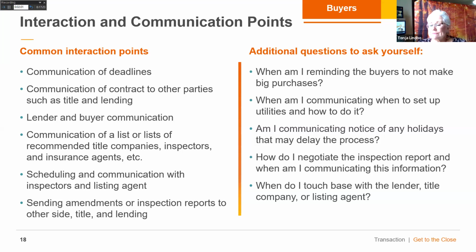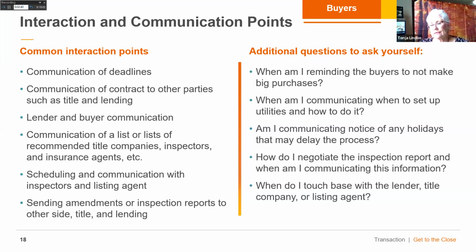How do I negotiate the inspection report, and when am I communicating this information? You talk everything over with your client first. And if before you talk to your client you are on the fence about how to approach this, again, talk to your mentor, your coach, your principal broker, someone in your office that's trusted, that you can say, hey, this is what I'm going through. What can I do? And when do you touch base with the lender, the title company, or the listing agent? Every time you move forward or you add an addendum, you let people know.